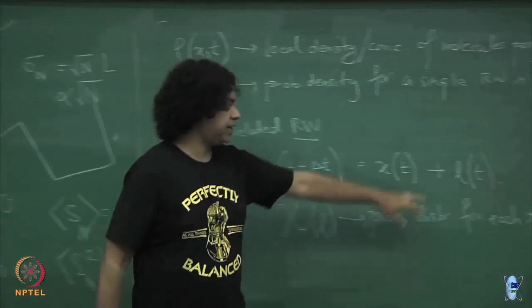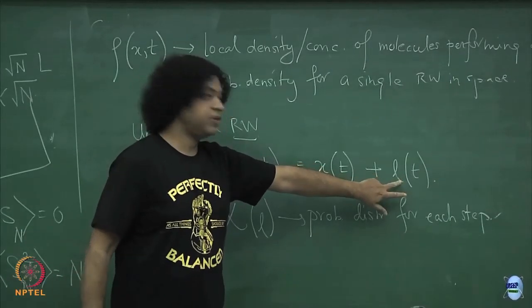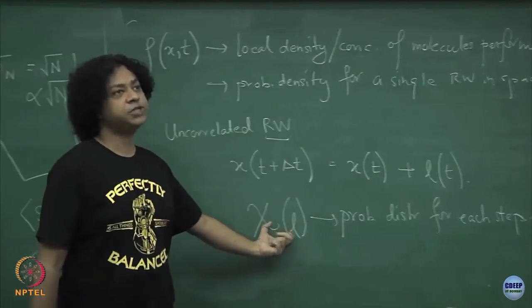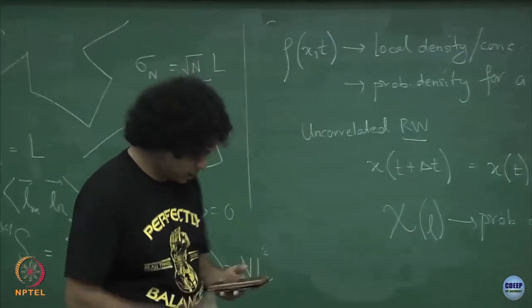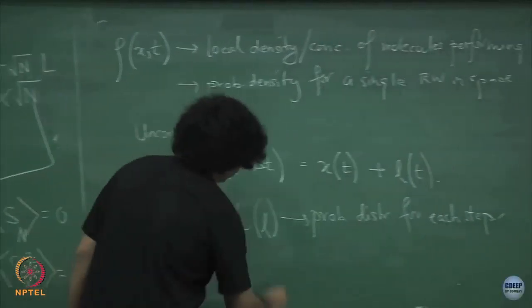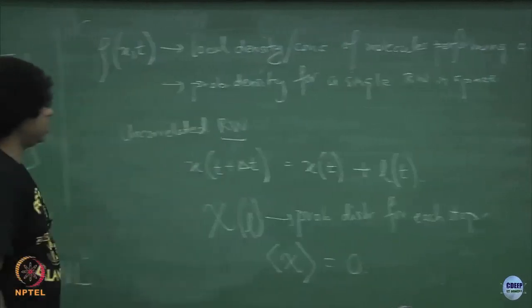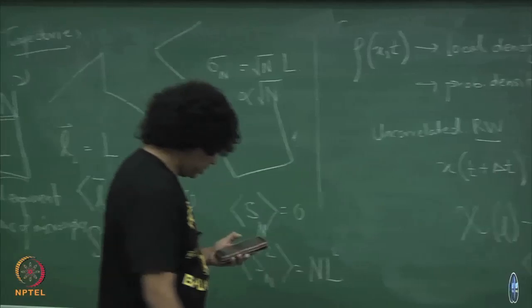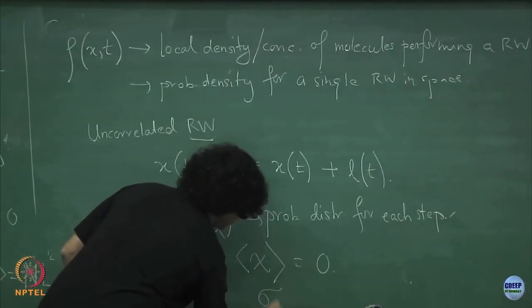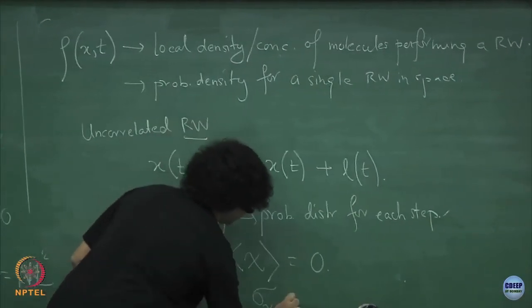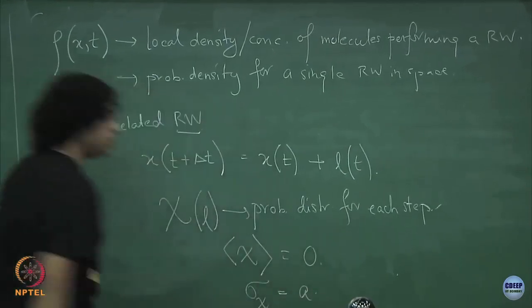So, at every time I take a random step L of t, which I draw from some distribution, which I call chi of L. The only constraint that I put is that the mean of this chi is 0. And let's say the standard deviation of this distribution, sigma, I call some quantity A.